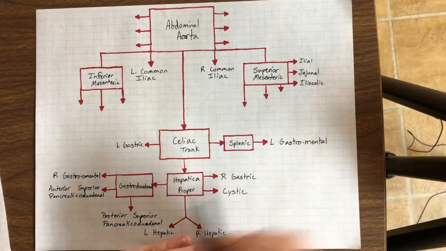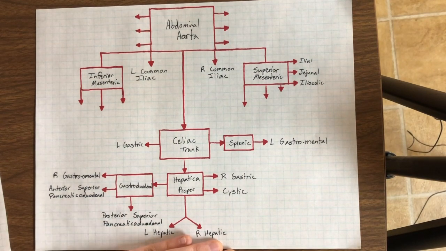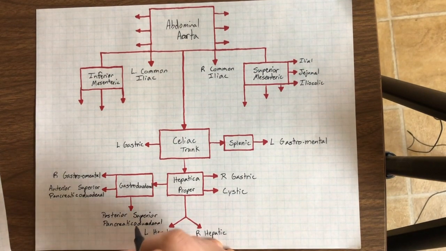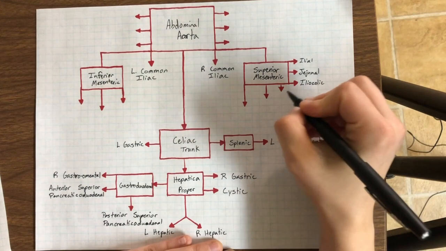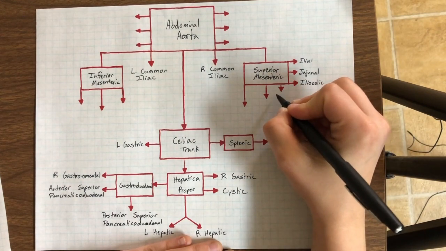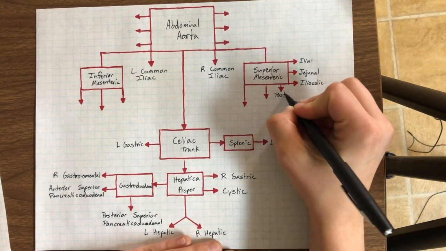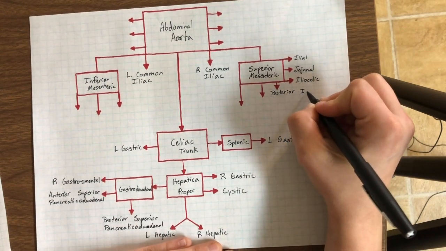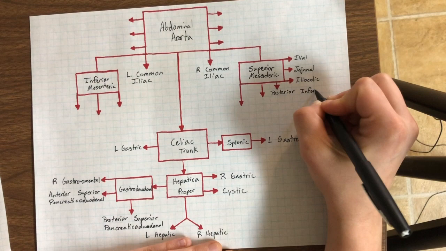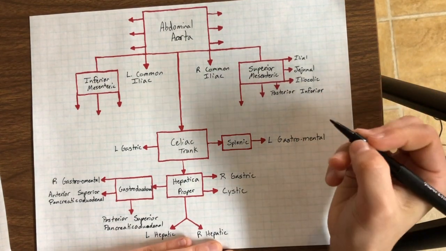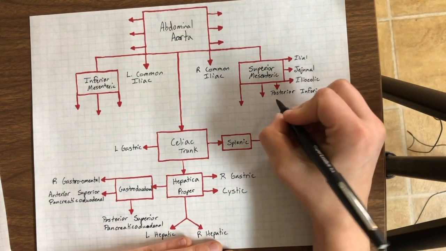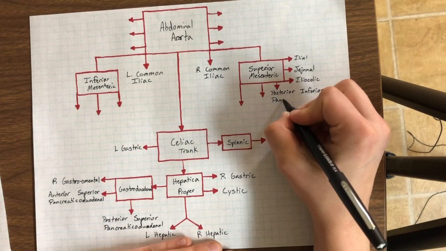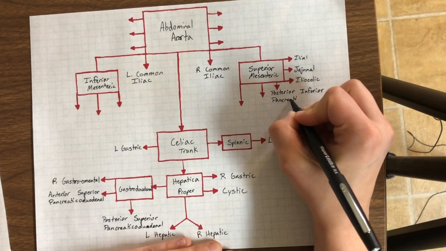All right, and we saw over here we had an anterior superior pancreaticoduodenal artery and a posterior. So we're going to have our posterior inferior pancreaticoduodenal artery. And that's going to supply the rest of the pancreas and the duodenum. So pancreaticoduodenal.